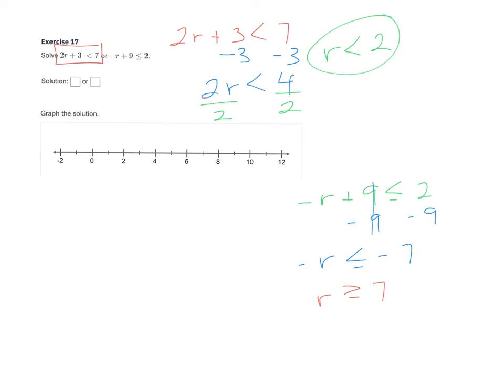So let's go ahead and graph this. Starting with the top one, r is less than 2. So here's 2, open circle. The inequality is telling me the direction is to the left. And then at positive 7, a shaded in circle, the inequality is telling me that's going to the right. The way you would read that, all numbers less than 2 or greater than or equal to 7.